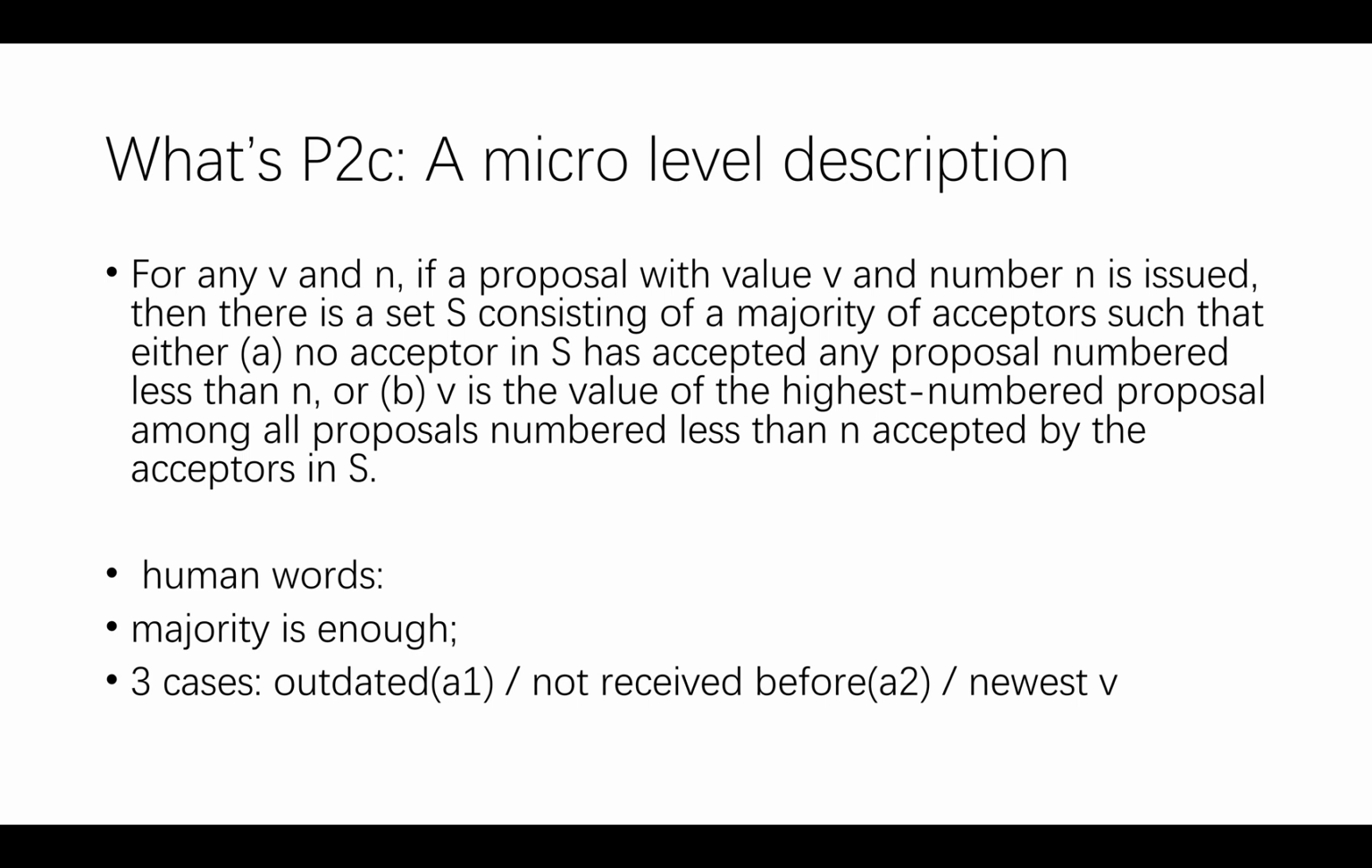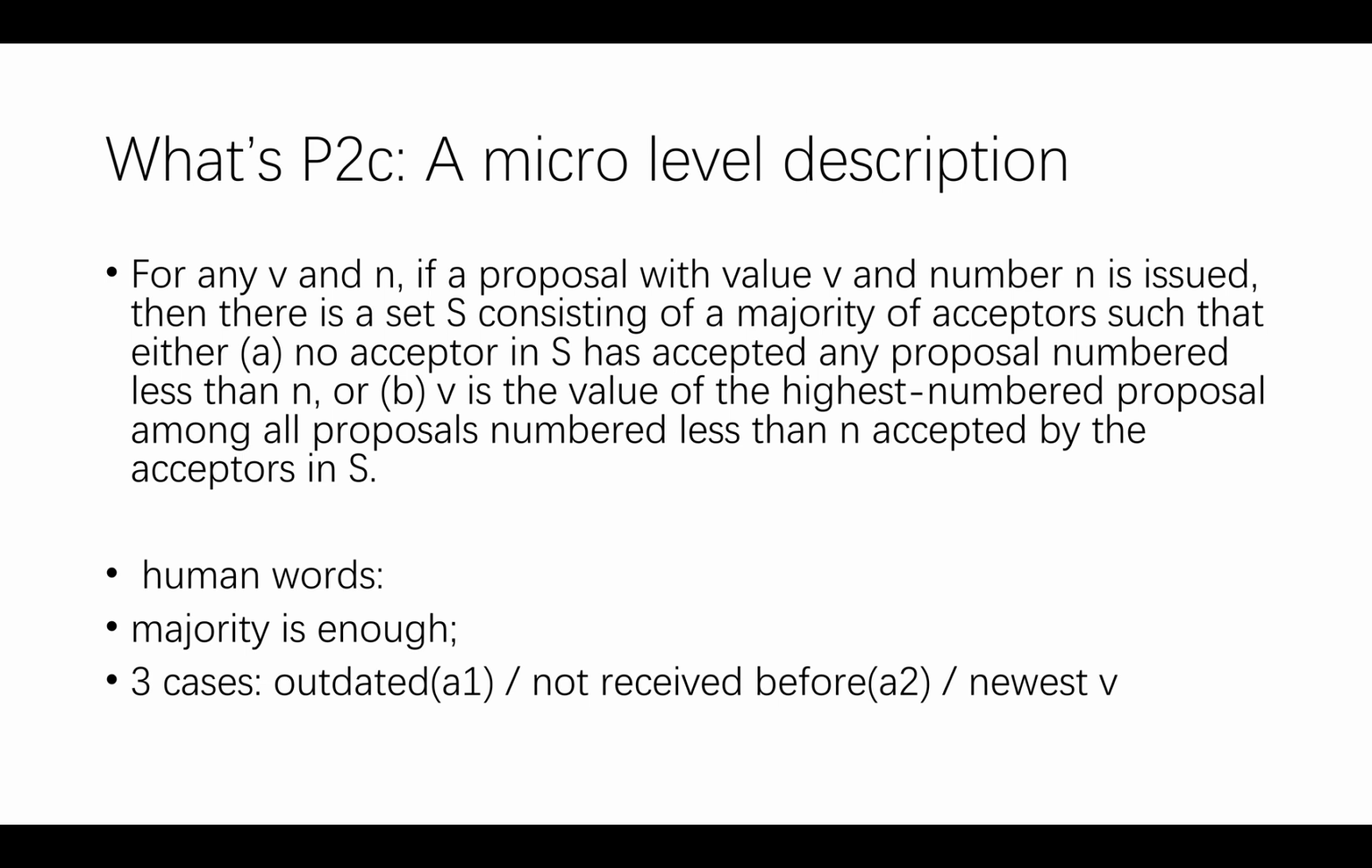The first is outdated. The proposer sends an outdated message to the acceptor. Outdated means that the clock of the sender, the proposer, is smaller than the scalar clock of the receiver, so the receiver doesn't need to care about this message. The second is not received before, which means the acceptor hasn't received any proposals before, so it just accepts the message from the proposer directly and takes the value.